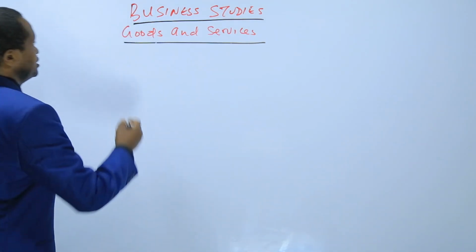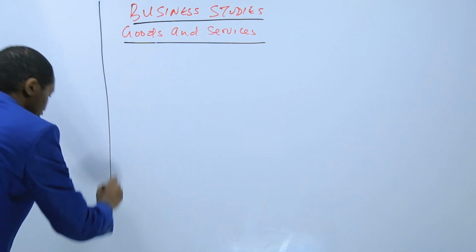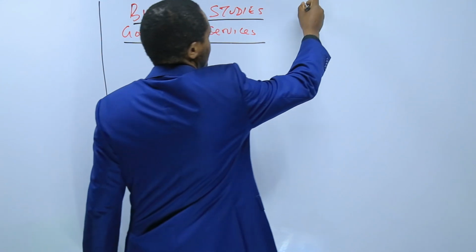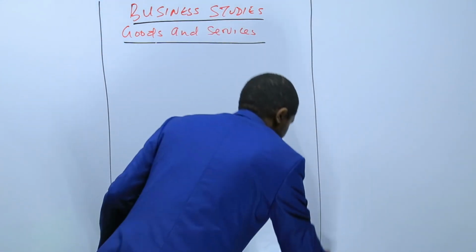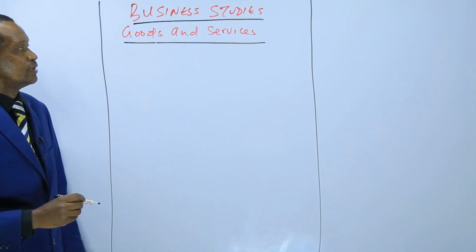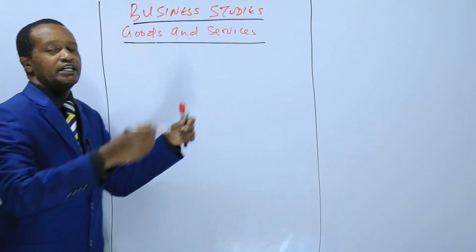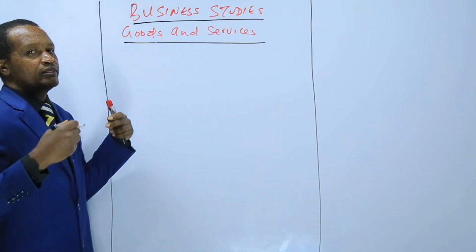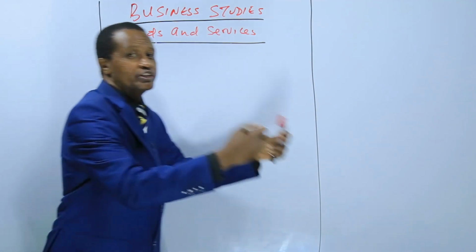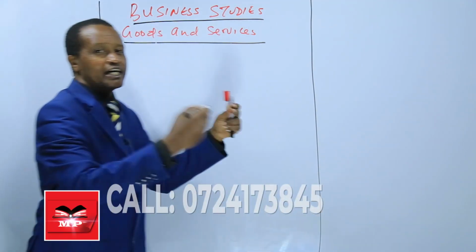Learners, how did I define goods? I say that goods are physical commodities that are tangible, but services are intangible and invisible. Services are actions.